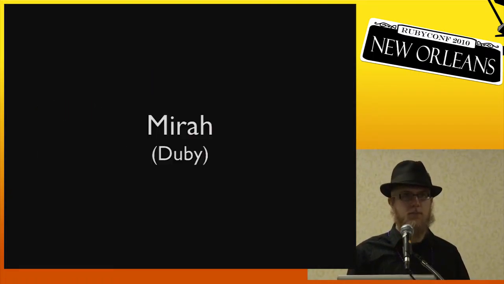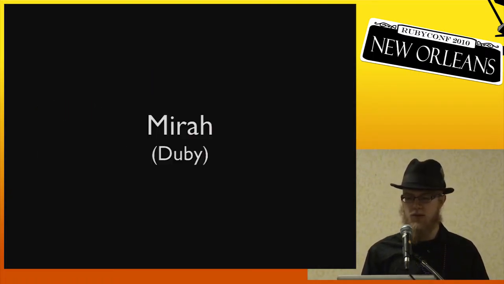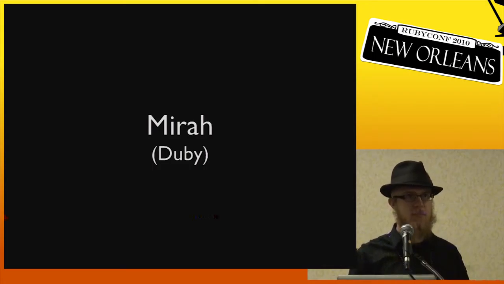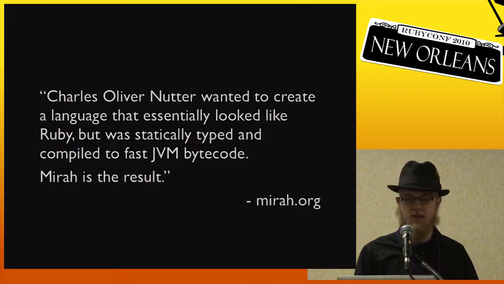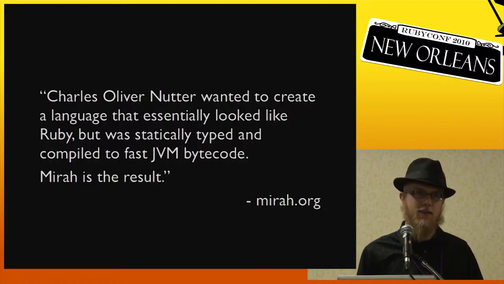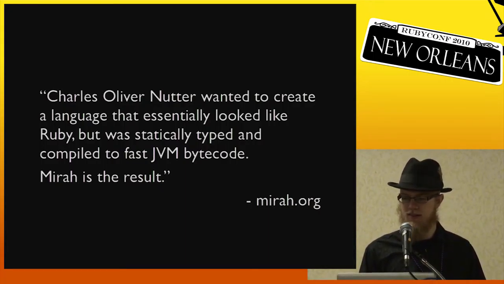So Mirah, which used to be called Duby, is a pretty cool language. Mirah means Ruby in Javanese. Charles Nutter wanted to create a language that looked like Ruby, but was statically typed and compiled to JVM bytecode like Java does. And so that's in a nutshell what Mirah is.